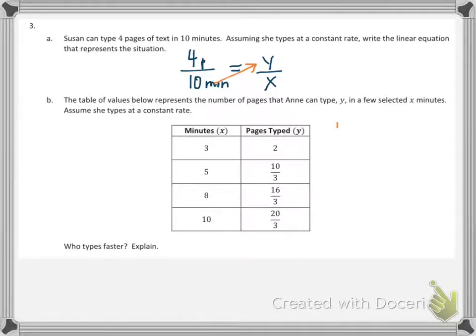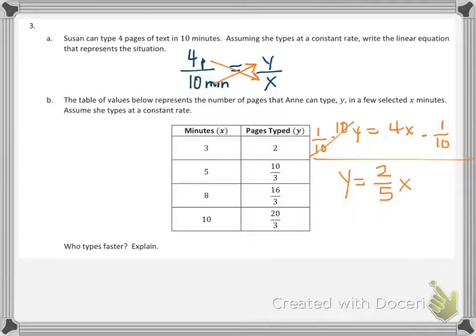10 times y gives me 10y, is equal to 4 times x. That gives me 4x. And then I just want y all by itself, so I'm going to multiply by the reciprocal of 10. And I'll do that to both sides to maintain balance. We get y is equal to 1/10 times 4 is 4/10, or if I simplify that, that's 2/5. So y equals 2/5 x is the linear equation for Susan.